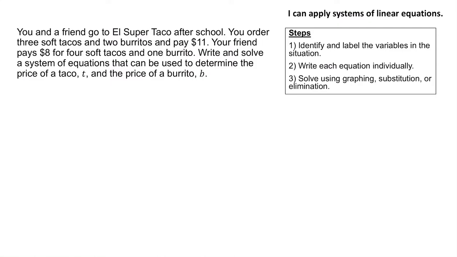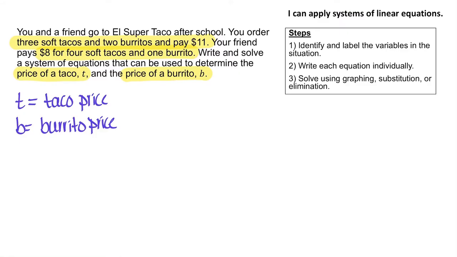Let's highlight the important information here. We have 3 tacos and 2 burritos for $11, $8 for 4 tacos and 1 burrito, and we're thinking about the price of a taco T and the price of a burrito B. So let's define our variables. We have T, which is the taco price, and we have B, which is the burrito price.